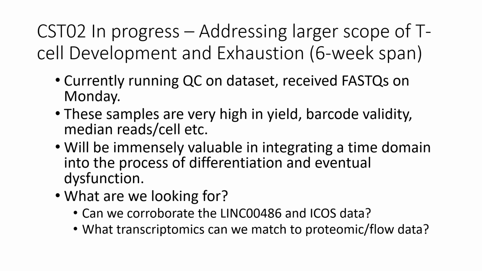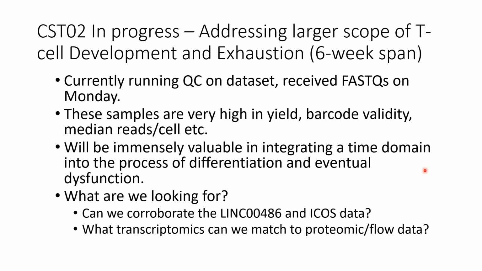I think that it's also very interesting that we've included time domain now. We have time points at week 0, 1, 4, and 6, so we can really see what's happening by this 6-week, presumably exhausted phenotype, as the cells have seen antigen over a 6-week period. Some things we might be looking for: can we corroborate some of these Link486 and ICOS data in week 1? And what's happening in the longer term?